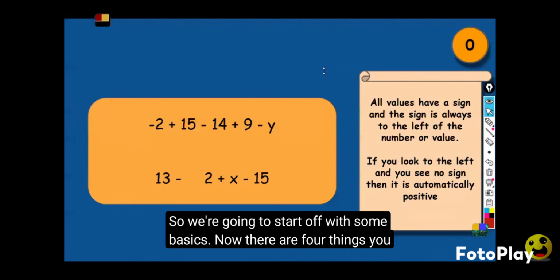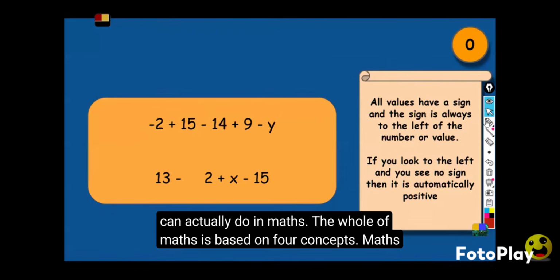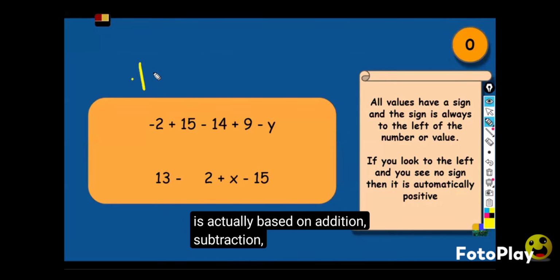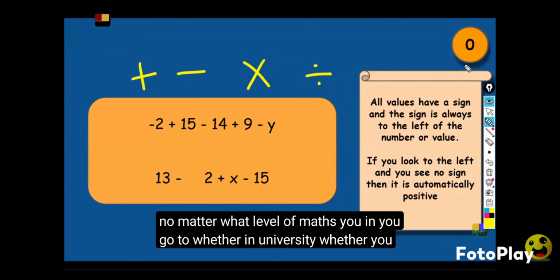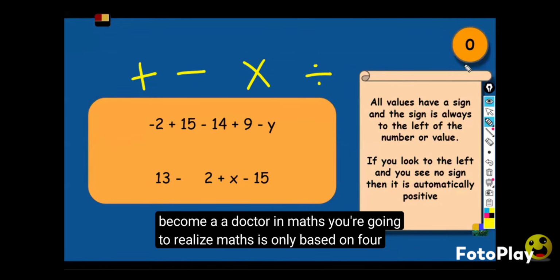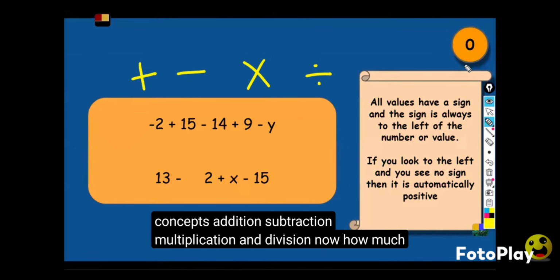So we're going to start off with some basics. Now, there are 4 things you can actually do in maths. The whole of maths is based on 4 concepts: addition, subtraction, multiplication, and division. No matter what level of maths you go to, whether in university, whether you become a doctor in maths, you're going to realize maths is only based on 4 concepts: addition, subtraction, multiplication, and division.